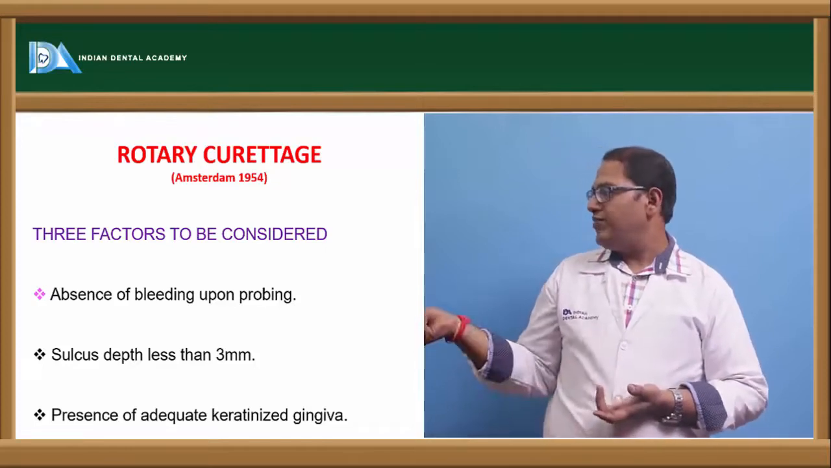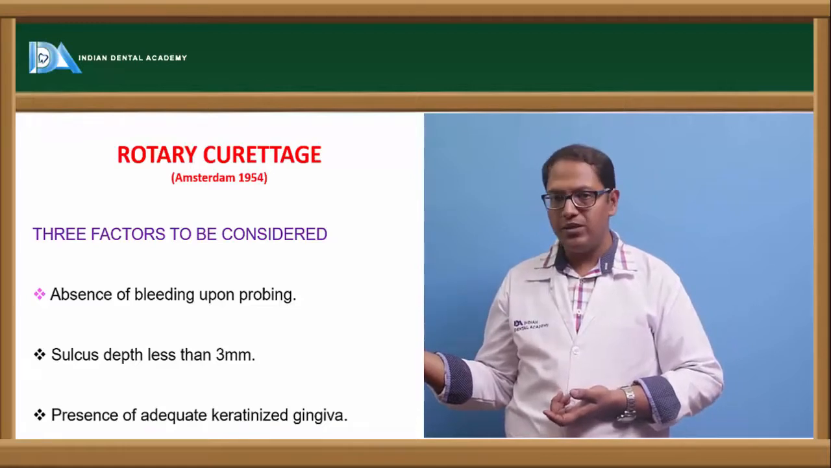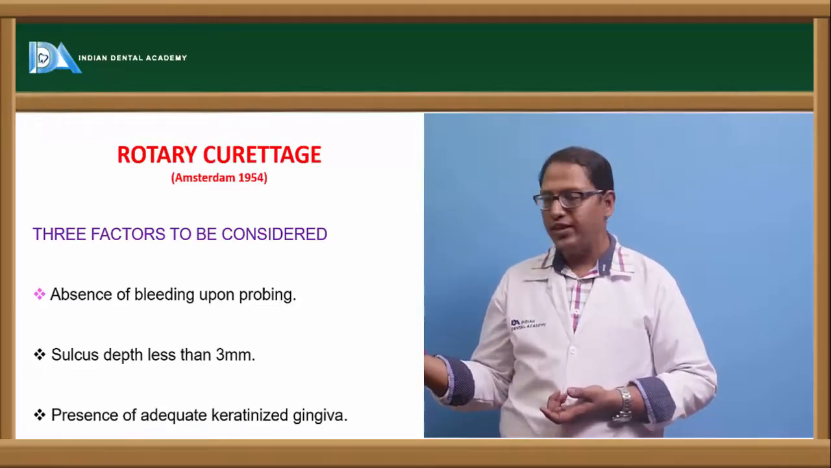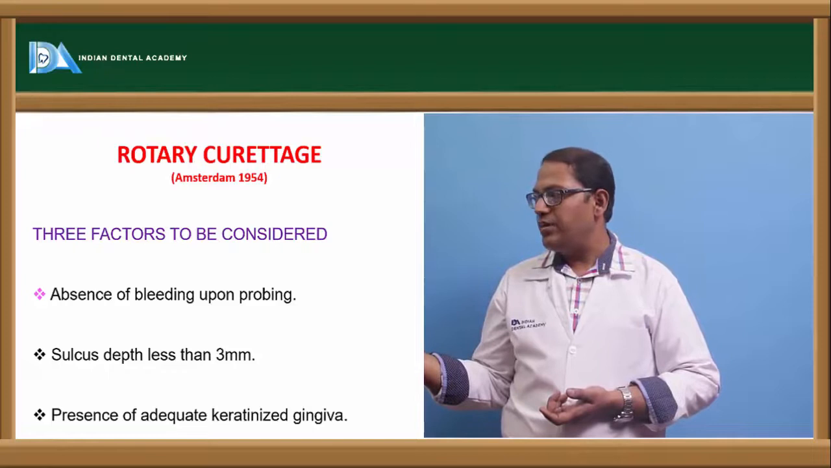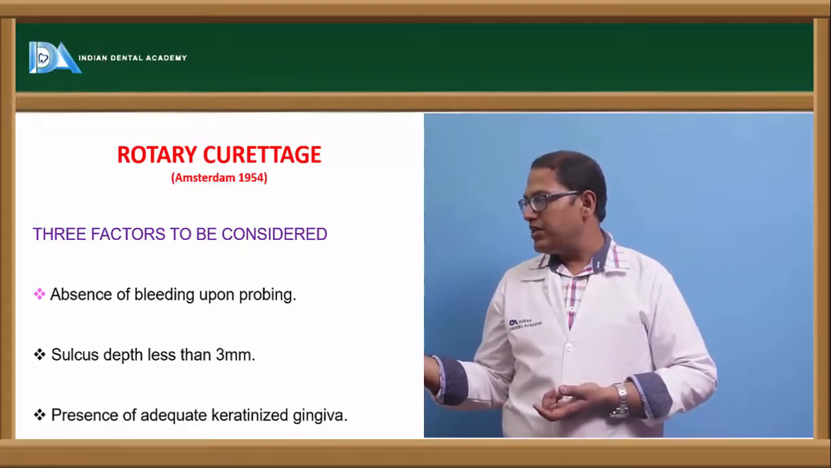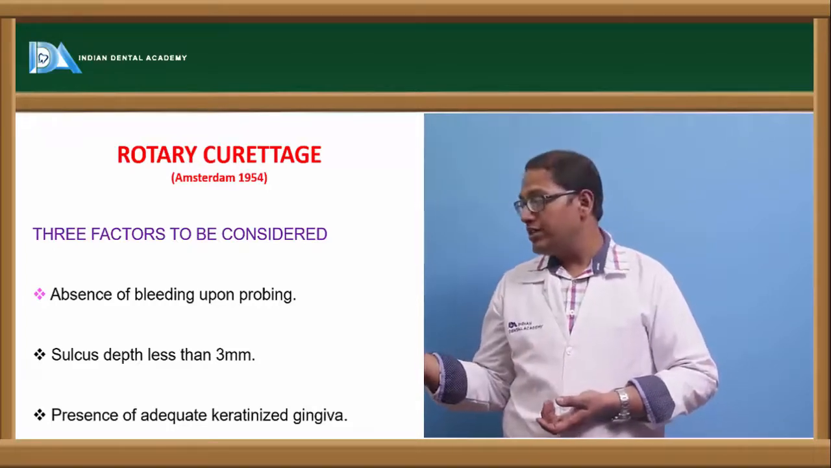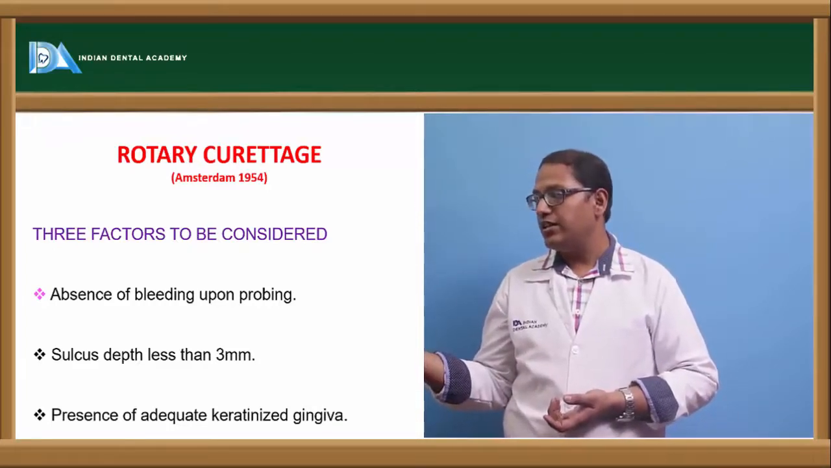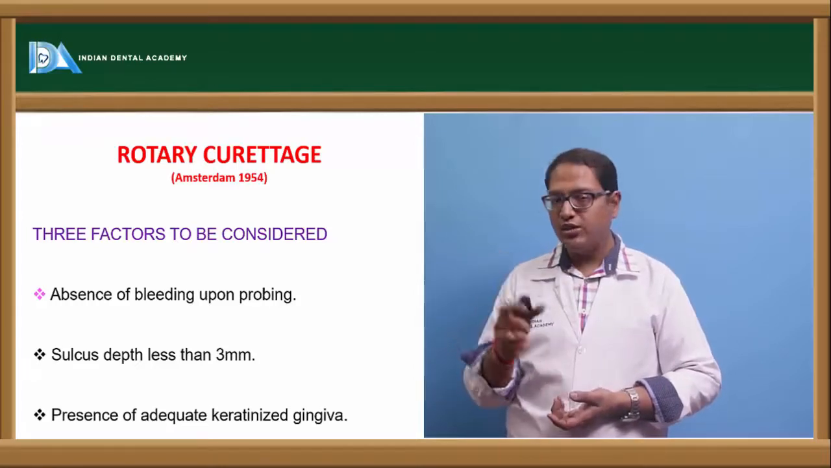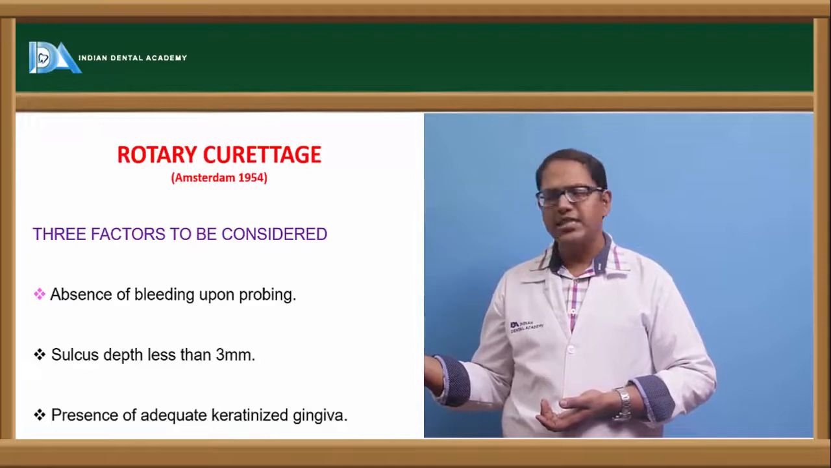So let's see what the 3 factors to be considered are. Absence of bleeding upon probing, that is what I said. That means there should not be any hampering of the biological width. Sulcus depth less than 3 mm. That means what I said was that pocket depth should not be more than 3 mm. Presence of adequate keratinized gingiva. Keratinized gingiva means the supportive gingiva. That is the starting length of the gingiva beyond the biological width. That is the keratinized gingiva. That should be adequate enough. Why is keratinized gingiva important to us?